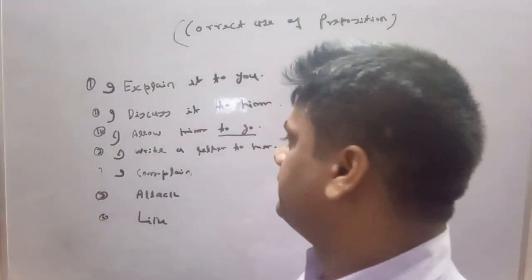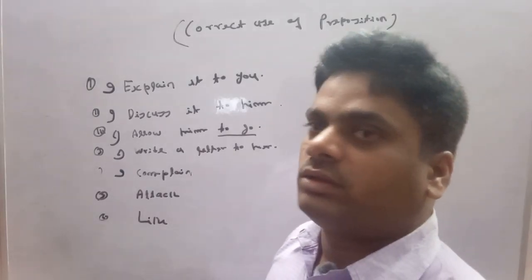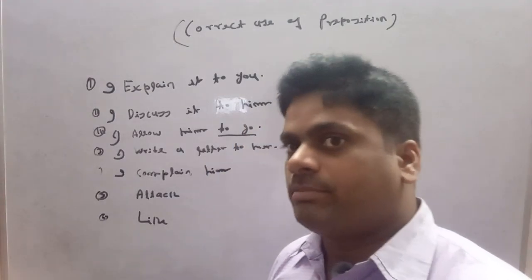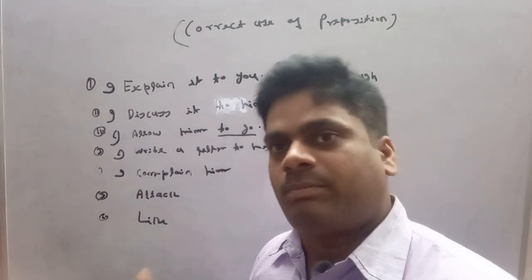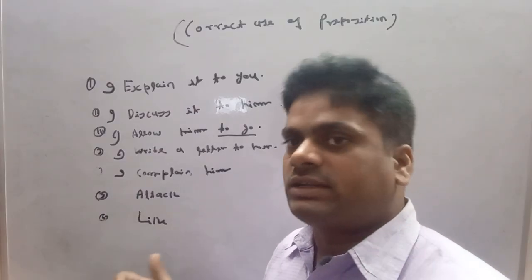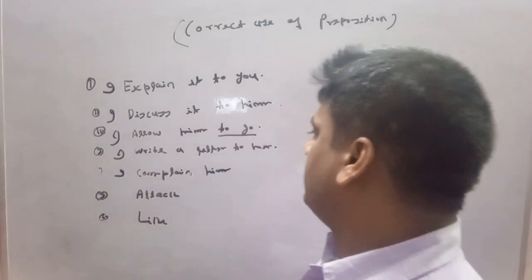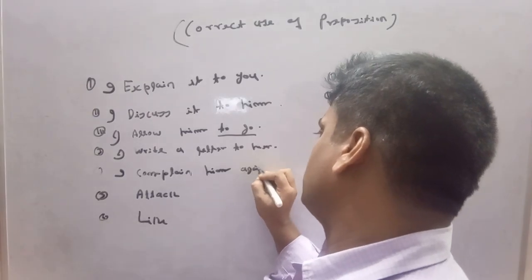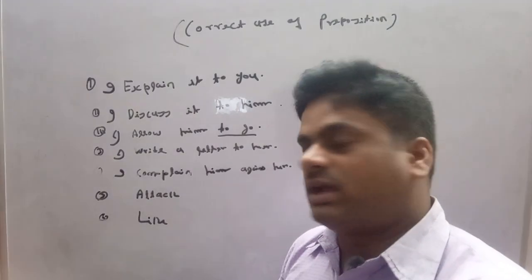Now, I complained. Whom? I complained him. Against whom? Now, here we require a preposition just in order to associate the object with a noun or a pronoun. So, guys, here we would require a preposition. I complained him against her.